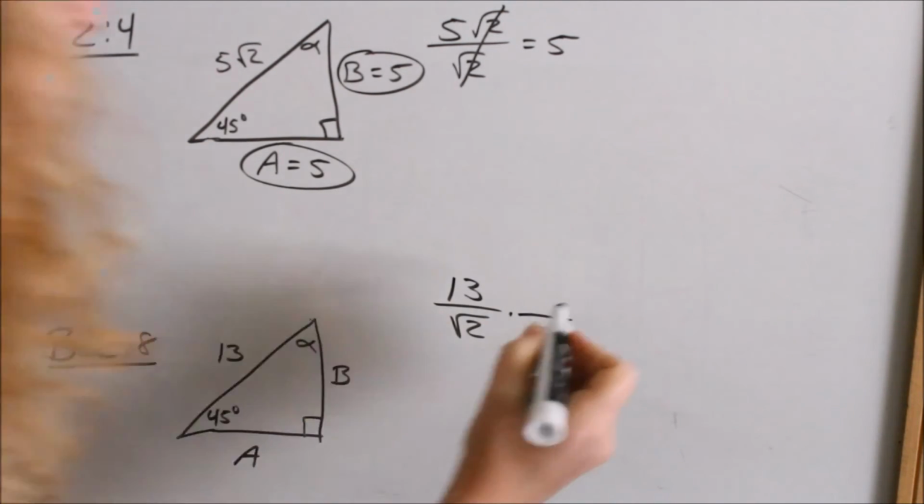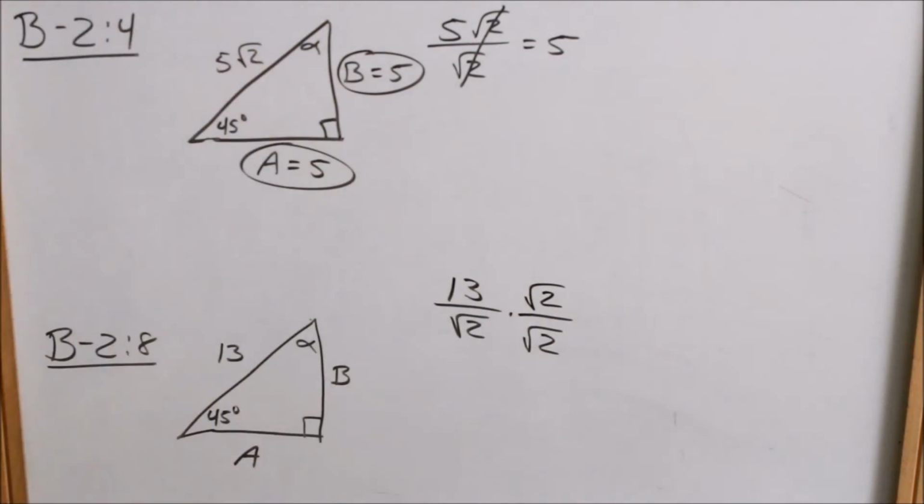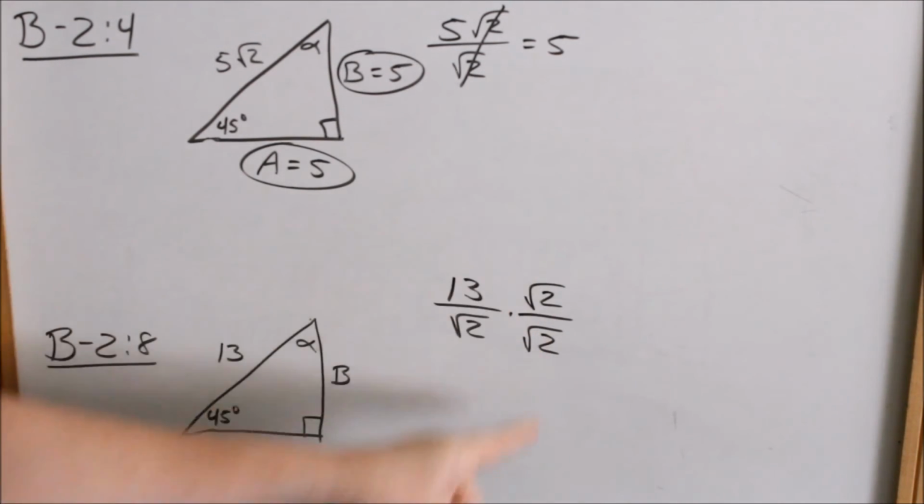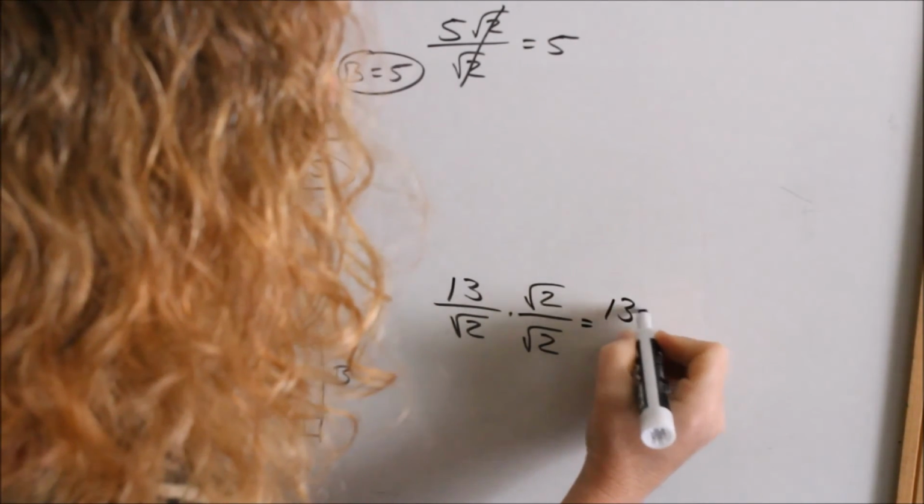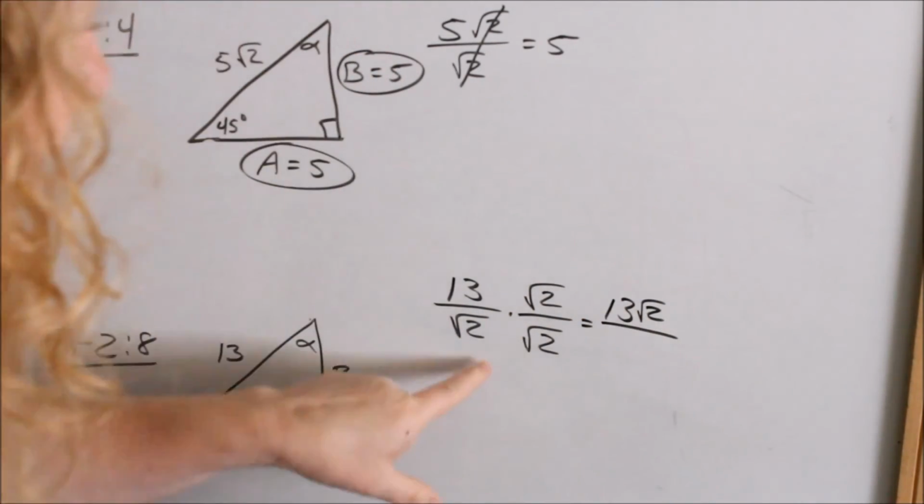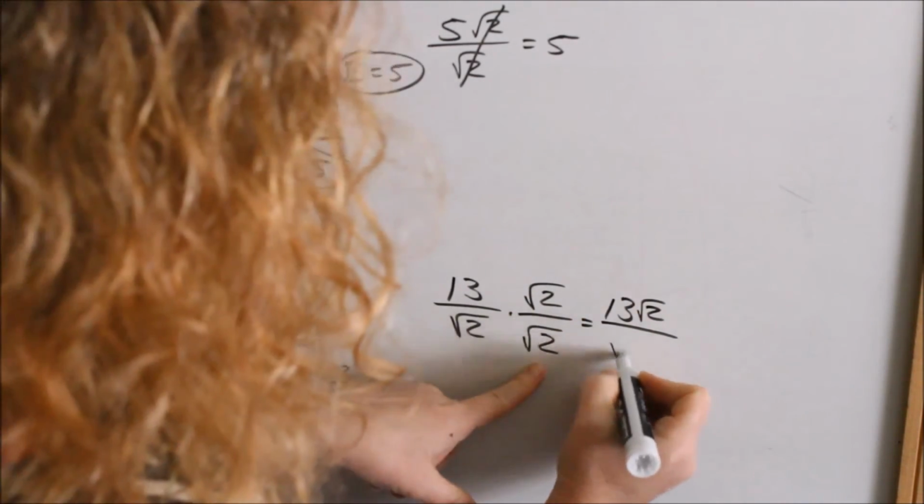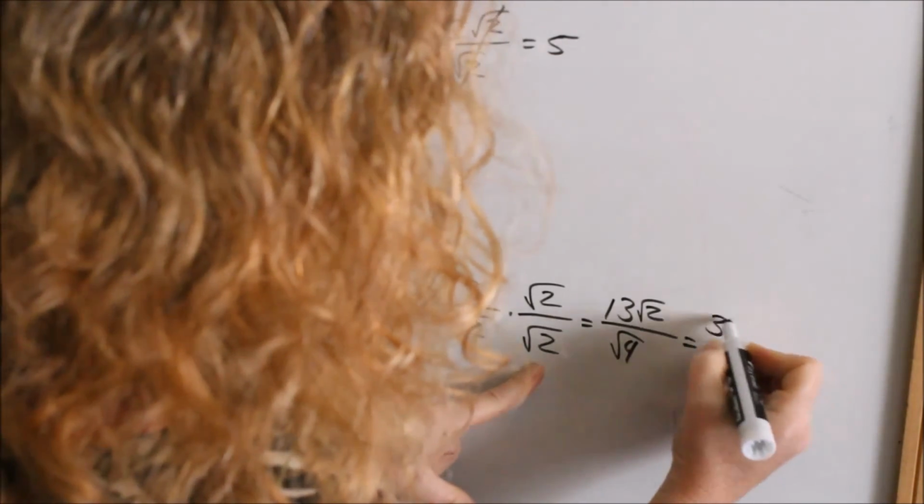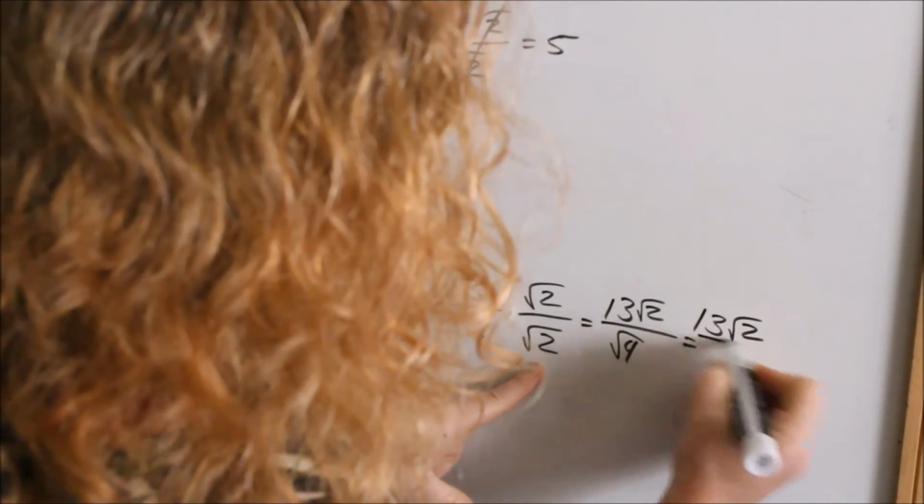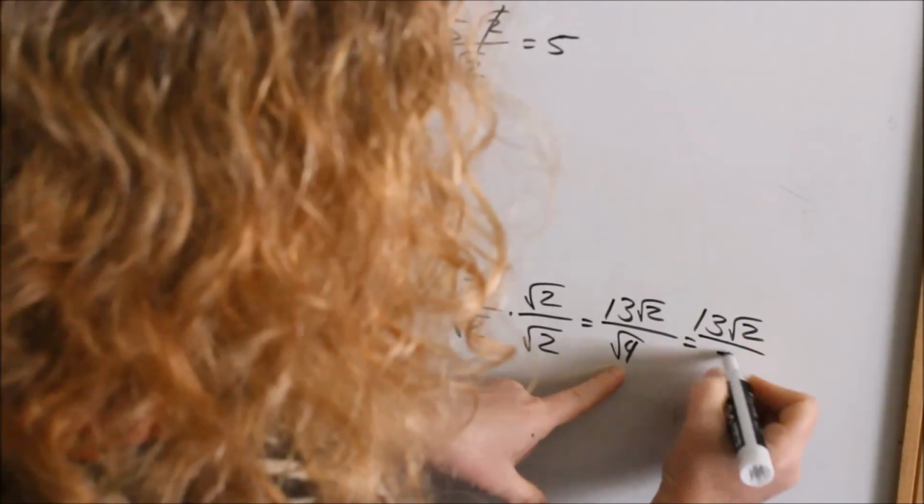Whatever you do in the denominator, you have to do in the numerator, because essentially you're multiplying by 1. So now, in the numerator, we would have 13 square root of 2. The denominator, square root of 2 times square root of 2, is square root of 4. Keep going until that radical's gone. So the numerator still is 13 square root of 2. Square root of 4 is just 2.